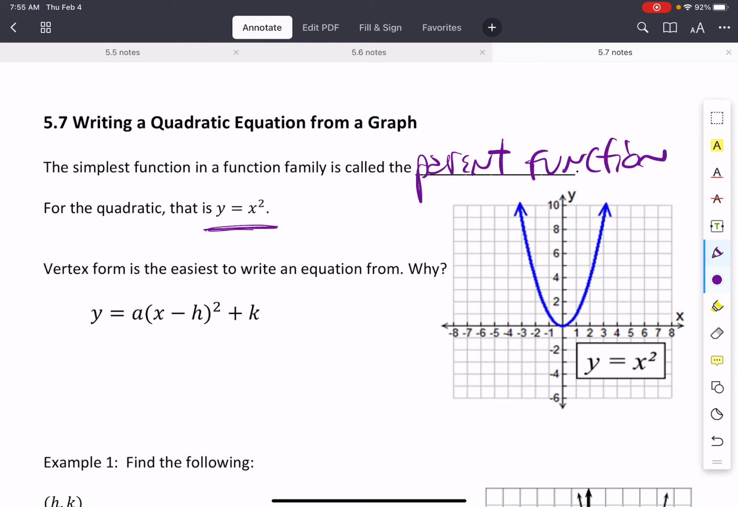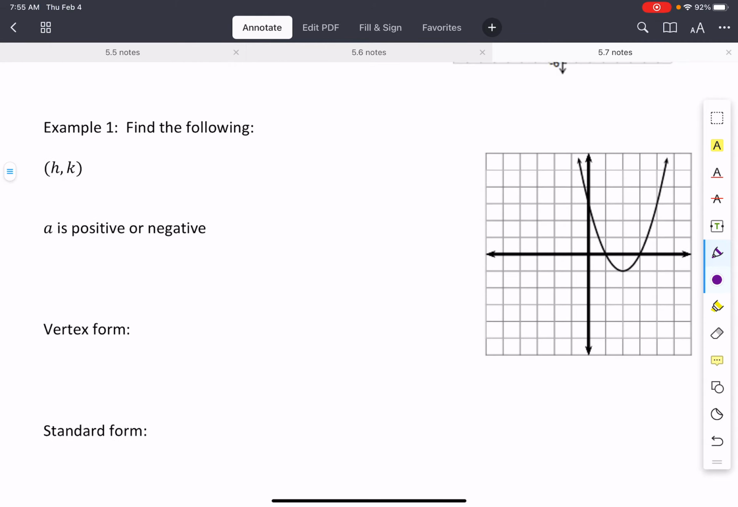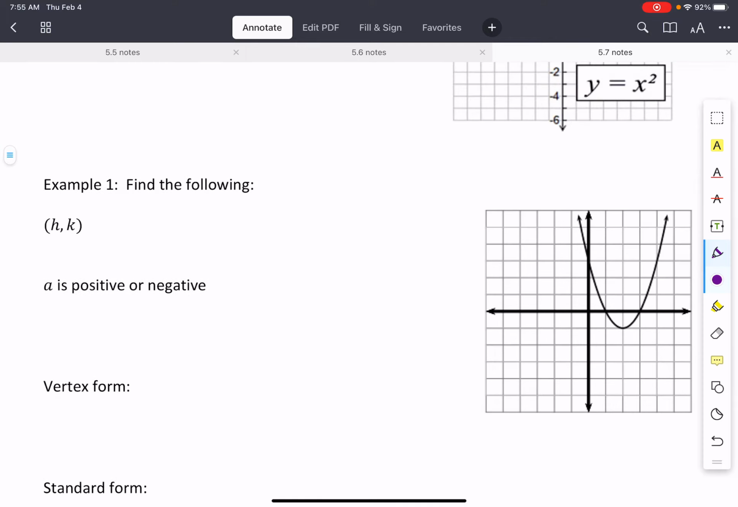So we're going to start with ones in vertex form, okay? The first thing you want to do is decide what your vertex is. So this is HK right here. In this one, can someone raise their hand and tell me what the vertex is on this graph? Yeah, Oliver. 2, -1. Okay, good. 2, -1.